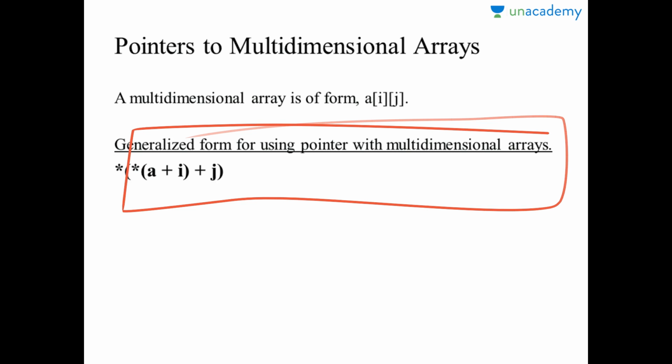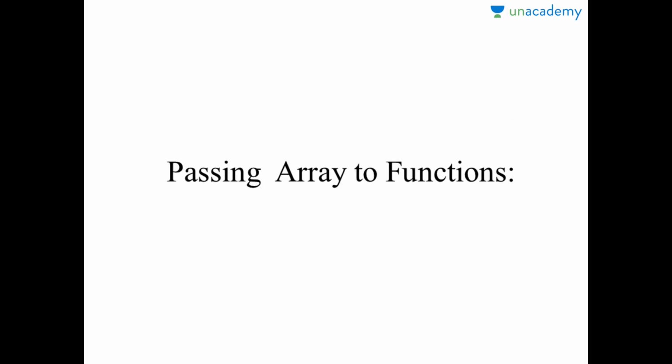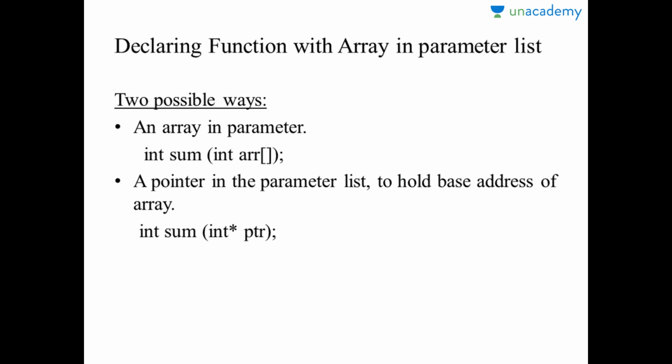Moving on to passing arrays to functions. When we declare a function with an array in the parameter list, there are two possible ways to do so. We can either have an array in the parameter, or we can have a pointer in the parameter list to hold the base address of an array, and this is the general syntax for this way, and this is for the second method.